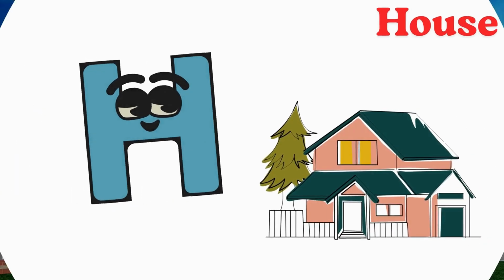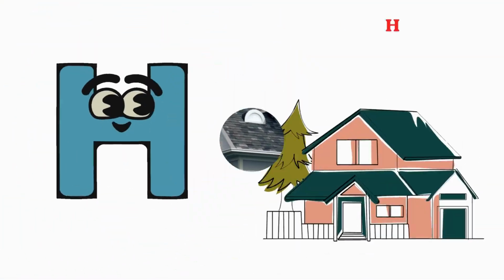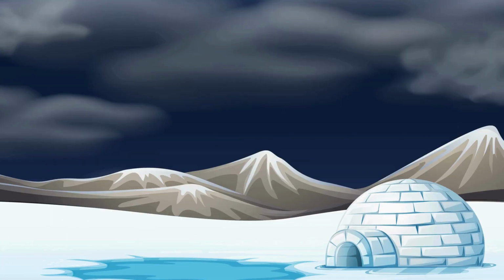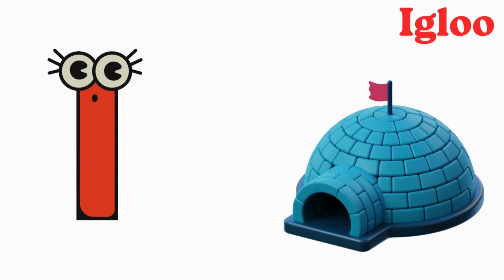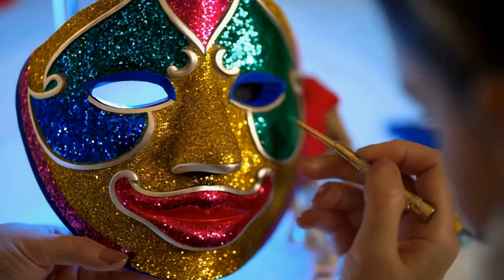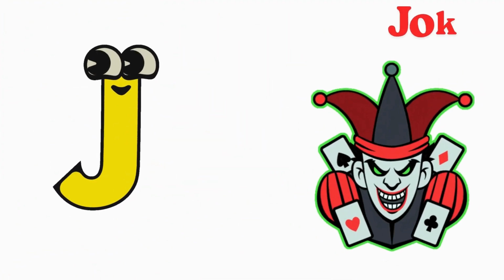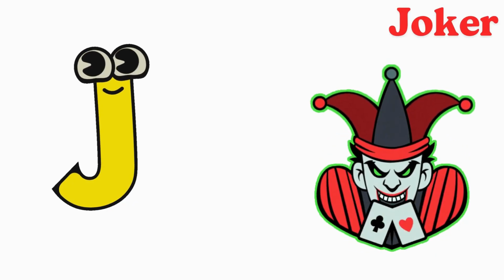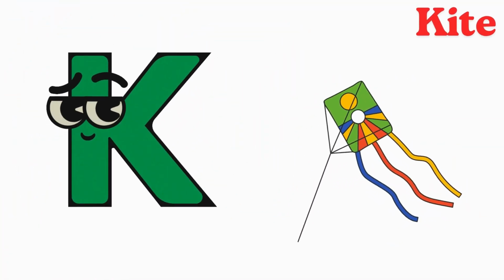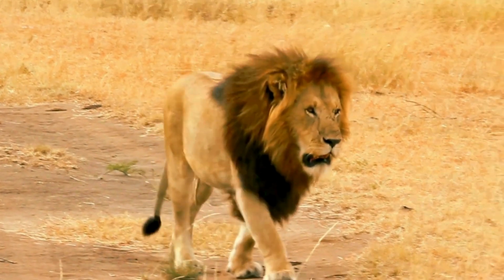H is for house, house. I is for igloo, igloo. J is for joker, joker. K is for kite, kite. L is for lion, lion.